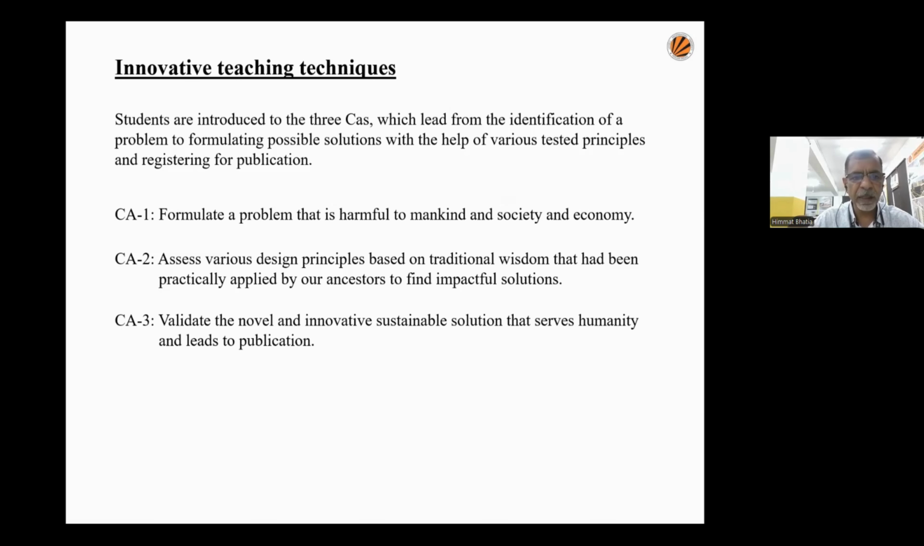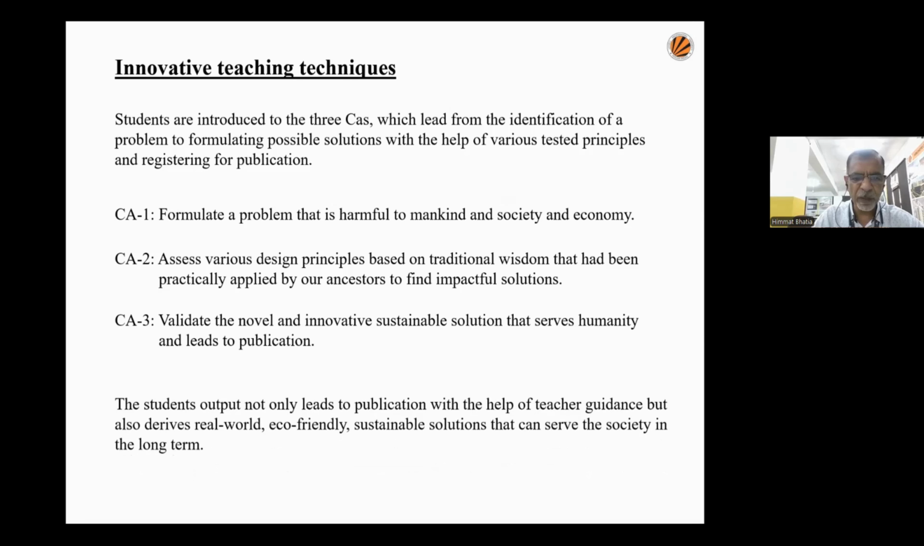Second is to assess the various design principles based on traditional wisdom. Once you are formulating a problem, then check what kind of traditional wisdom is already available, which our ancestors have already given as a blessing, and then incorporate multidisciplinary, novel and innovative ideas, incorporating modern technology with the traditional wisdom, and develop a prototype which will be helpful for the society.